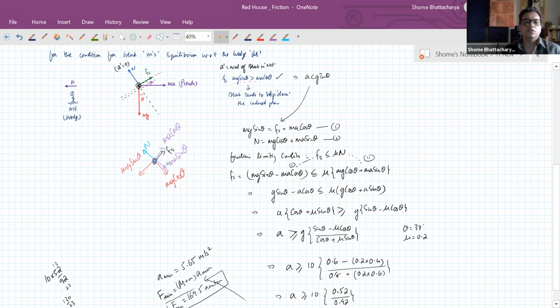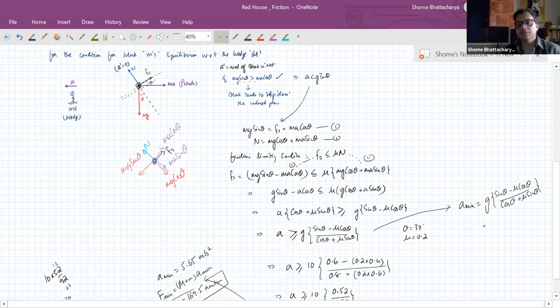And not only that, now for the limiting condition, we are taking the static friction equal to mu into N. Okay, so focus more on this term here. This is telling us that the minimum acceleration is equal to g into (sin theta minus mu cos theta) upon (cos theta plus mu sin theta). Just remember this parametrically that we are getting this term.